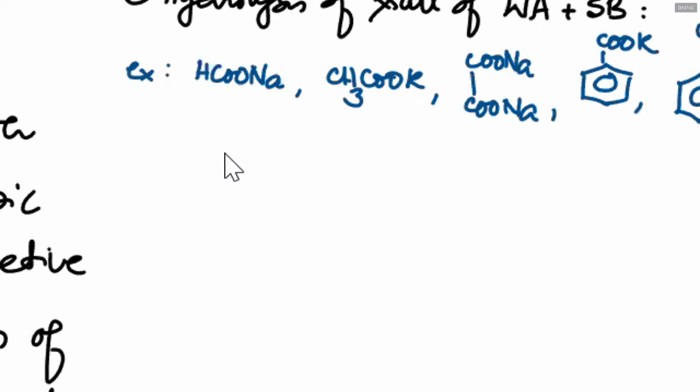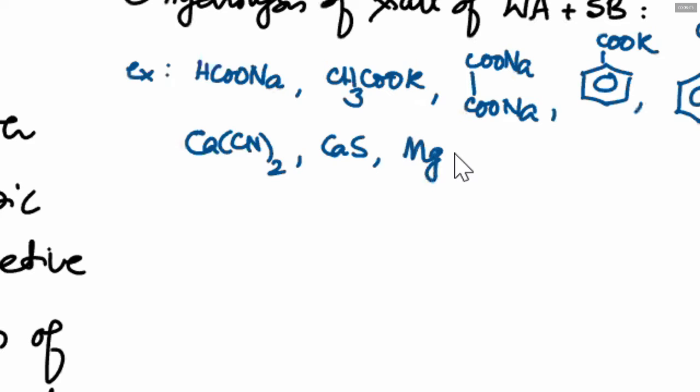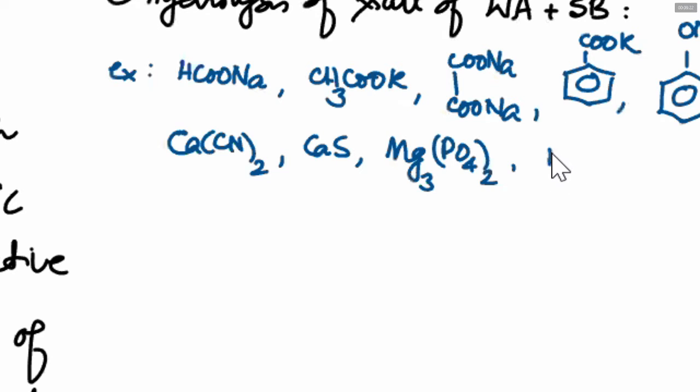These are all organic acids I have taken. Why don't you go for inorganic, sir? Okay, no problem. Calcium cyanide, coming from the weak acid hydrogen cyanide and calcium hydroxide. Next, for example, calcium sulfide, from calcium hydroxide and H2S. Let us take any weak acid: magnesium phosphate, Mg3(PO4)2. Phosphoric acid is a weak acid, and magnesium hydroxide is a strong base.